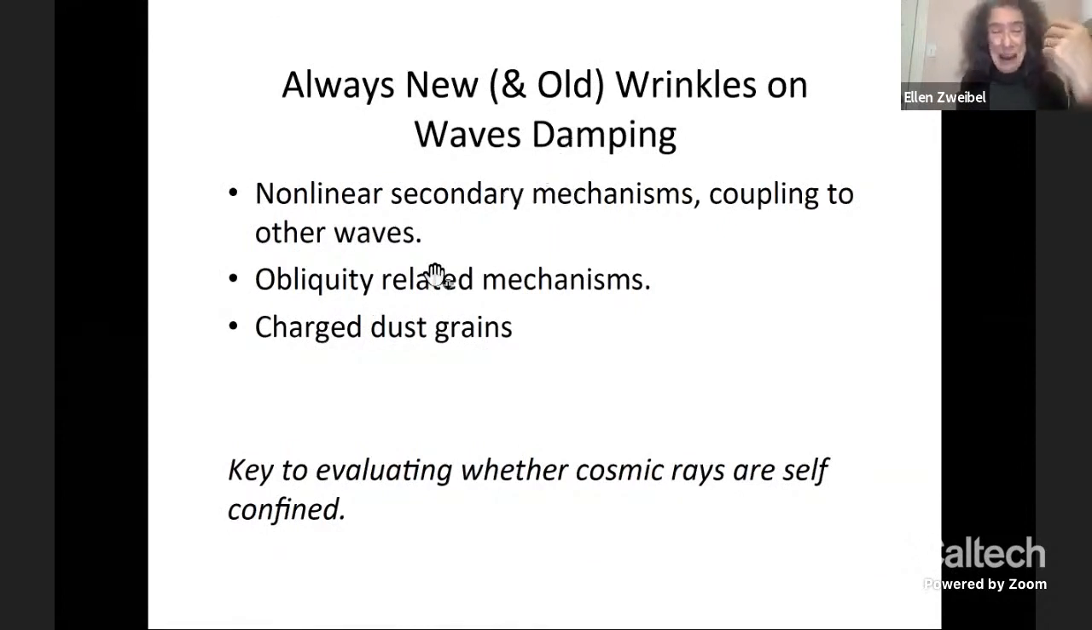They're constantly being discovered. Here are just a few recent discoveries. And we always have to keep going back and asking whether these damping mechanisms are so strong that they wipe out self-confinement of cosmic rays. So far the answer seems to be no.